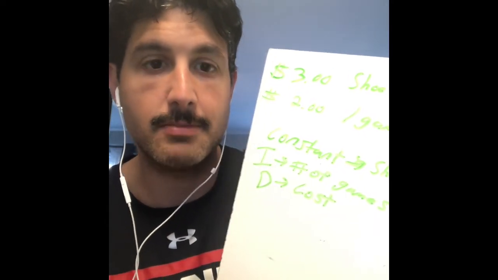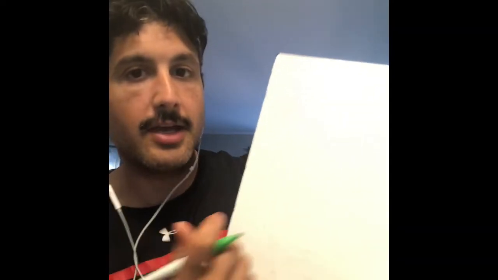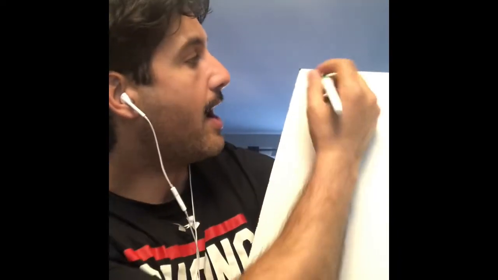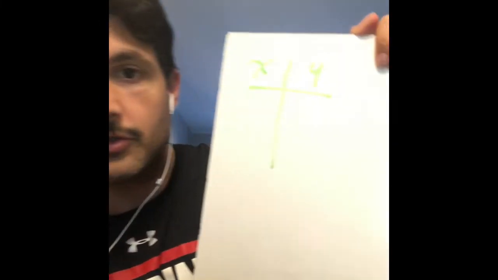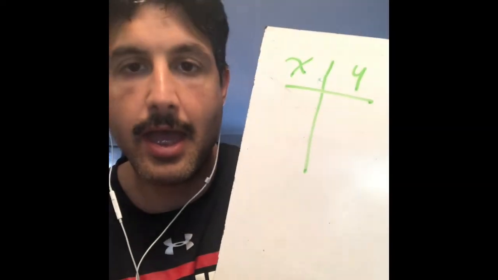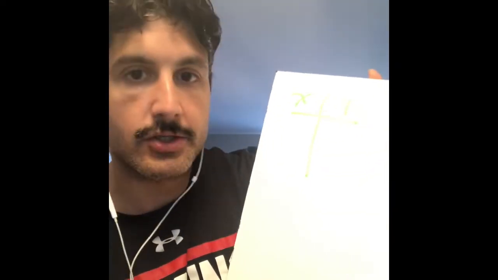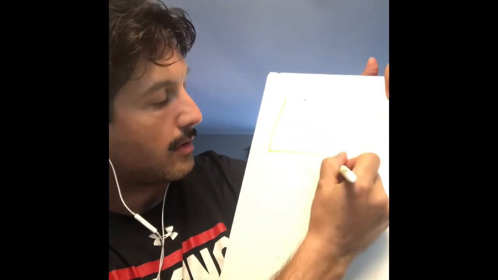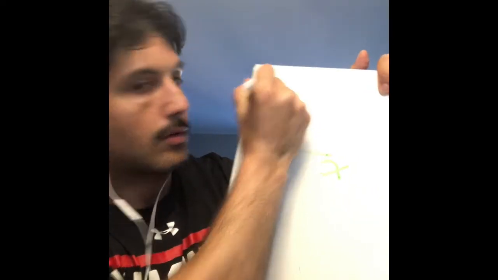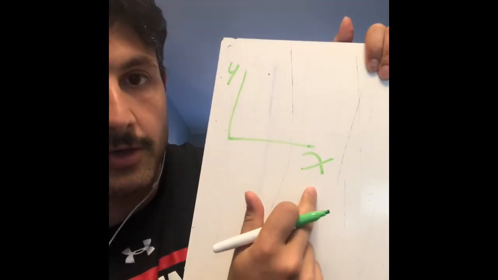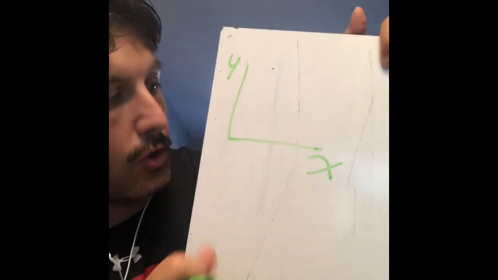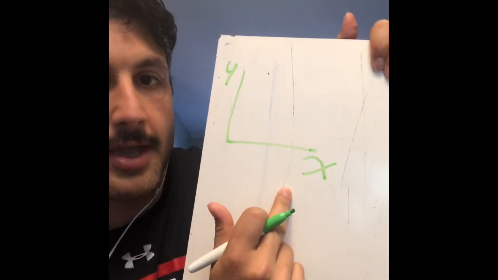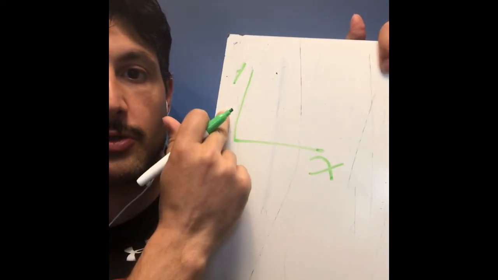Okay. Now, the next question says, fill in a table of the cost of renting shoes and playing games for 0 to 4 games. So let's make a table of values. Now, we have X and Y. Those are our axes, X and Y. So the X is the horizontal and the Y is the vertical. So your independent variable goes on the X, your dependent variable goes on the Y.